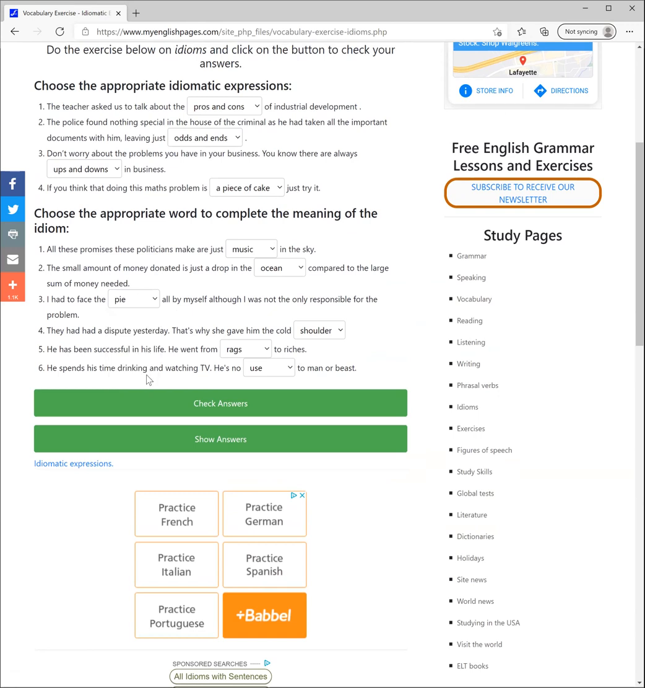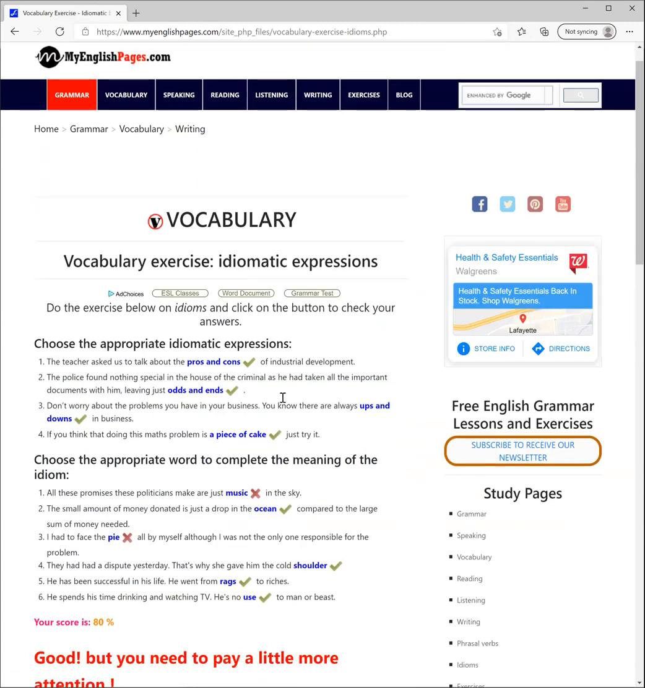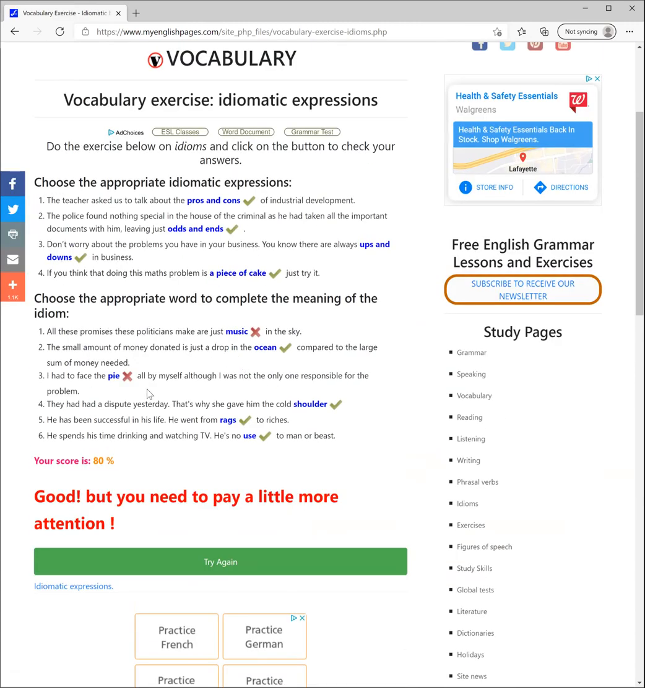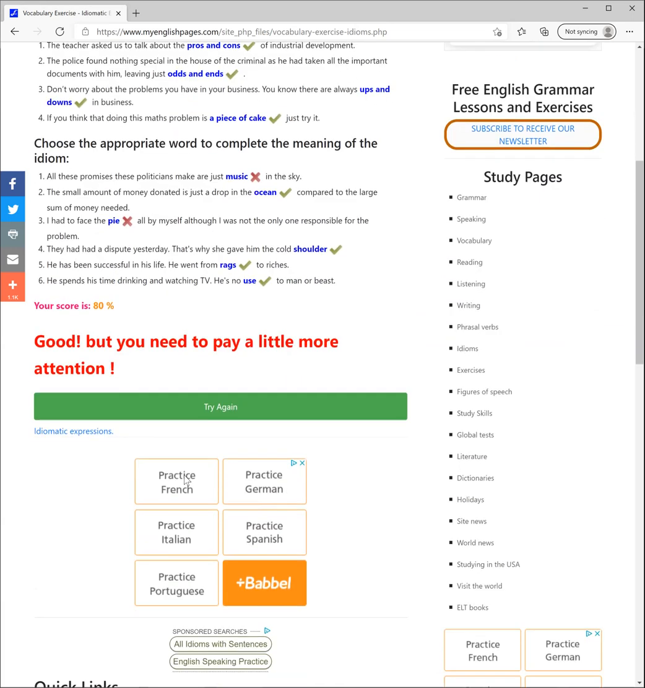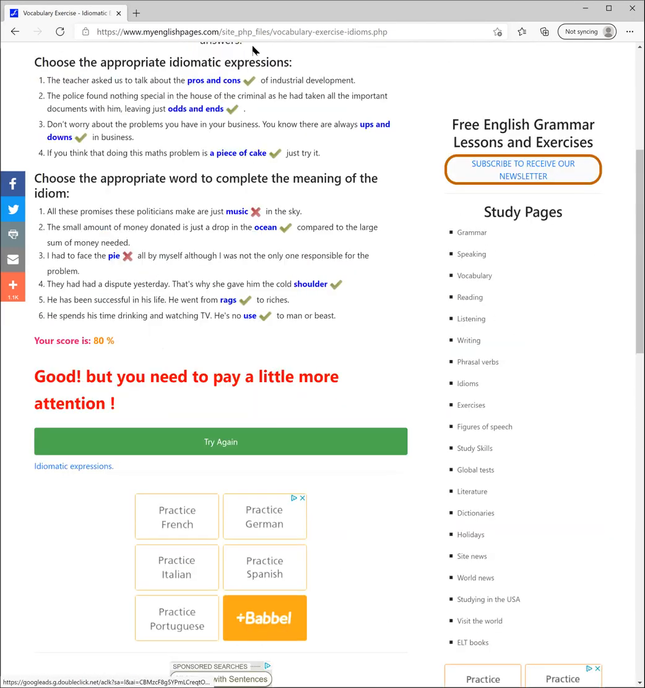So I guess this should be pie. I've never heard this one before. But yeah, we can check our answers. Oh yeah, I got this one wrong. Yeah, all these promises are just pie in the sky. I guess that means like false promises, and here I have to face the music all by myself. So yeah, these are some idioms.